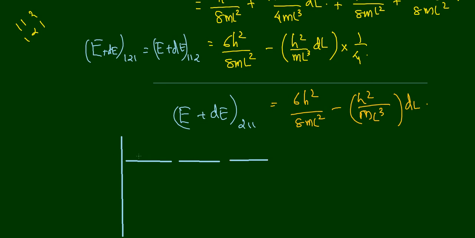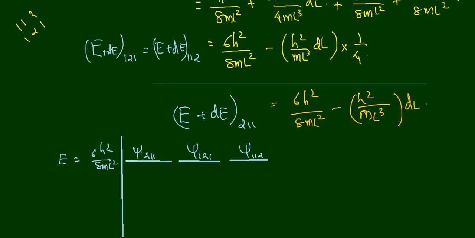That is psi 211. This is psi 121 and this is psi 112. Okay, these are the degenerate states. The energy is equal to 6h square divided by 8 ml square. This was the energy of these degenerate states.